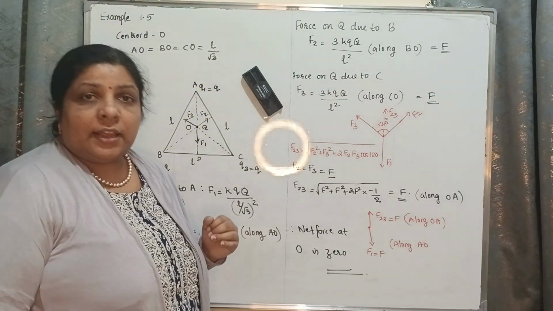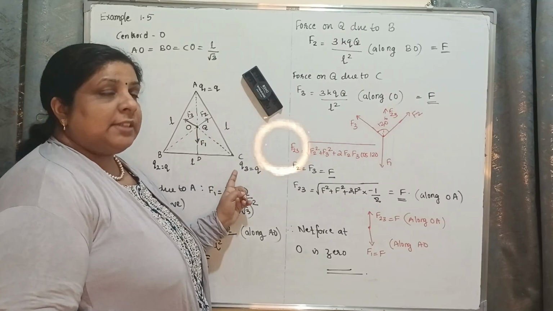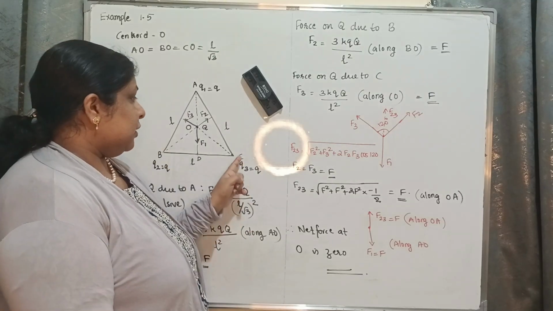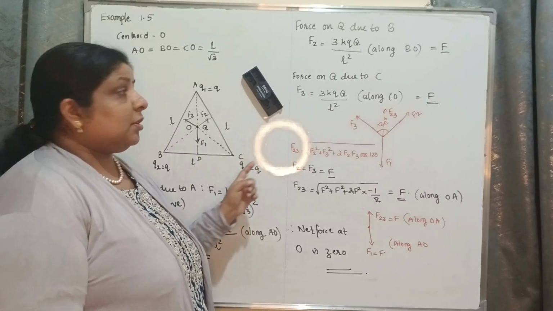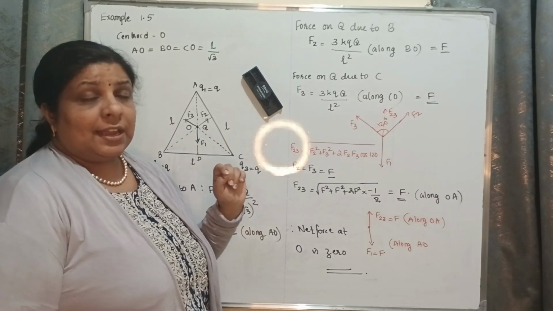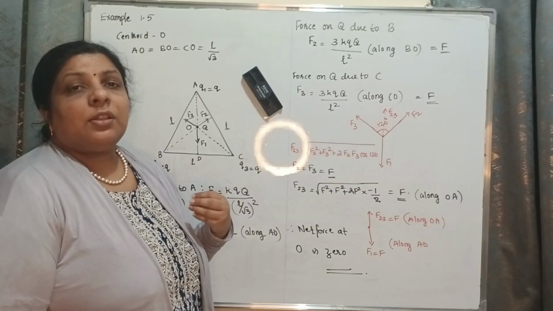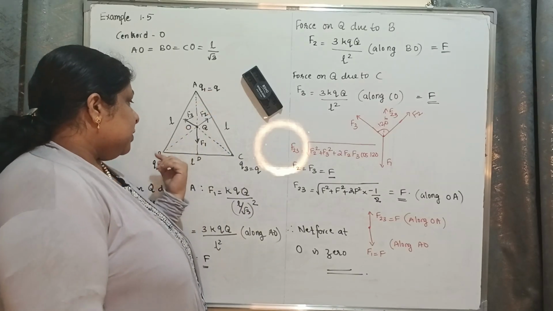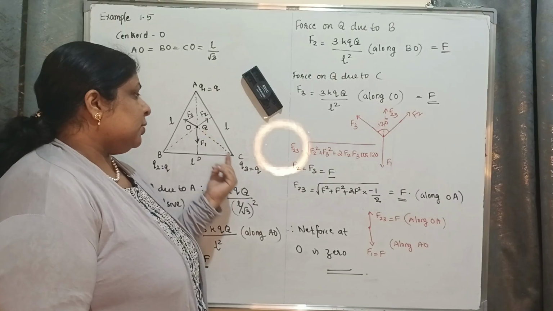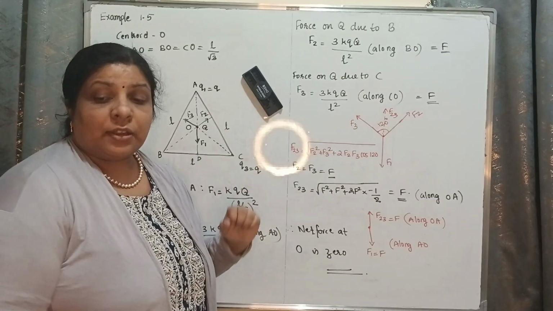Okay. Similarly, force on capital Q due to C. Direction is repulsive. Direction will be CO. Magnitude will be what? K q Q by L by root 3 the whole square. So when you see the magnitude, all the three magnitudes are the same. Force on capital Q due to A, force on capital Q due to B, force on capital Q due to C. All the three magnitudes are the same.